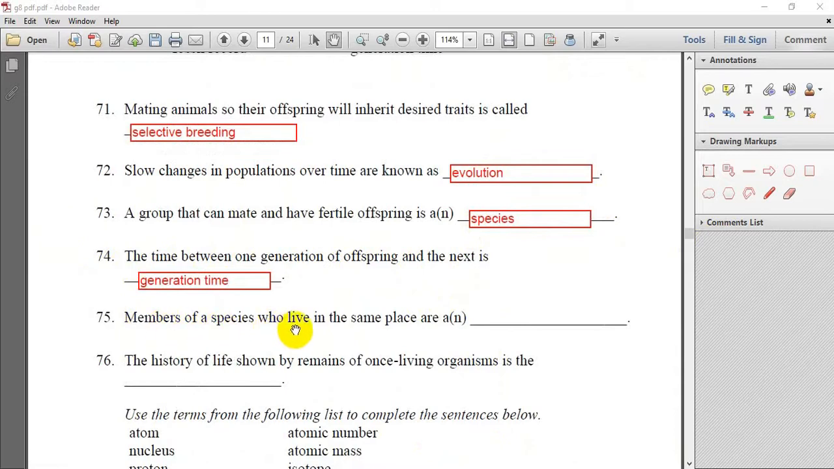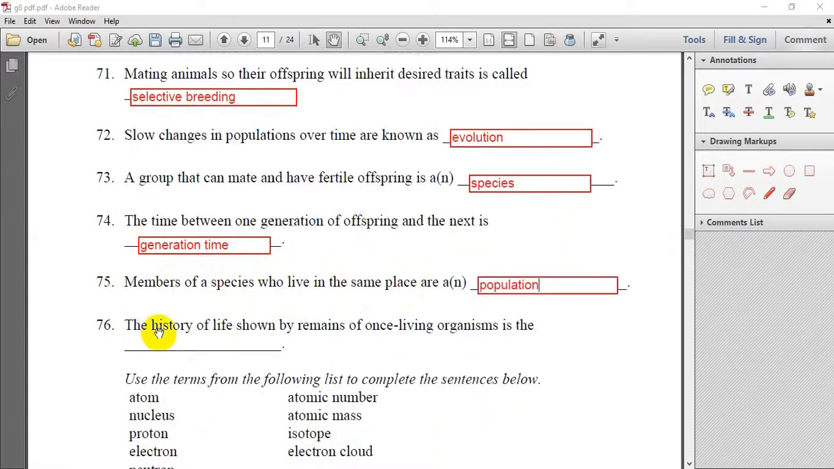75. Members of a species who live in the same place. Organisms of the same species, they live together, like a group of zebras together or a group of lions together, they make a population. The history of life shown by remains of once living organisms is the fossil record. It shows us all the fossils over the history of the earth. Next question.